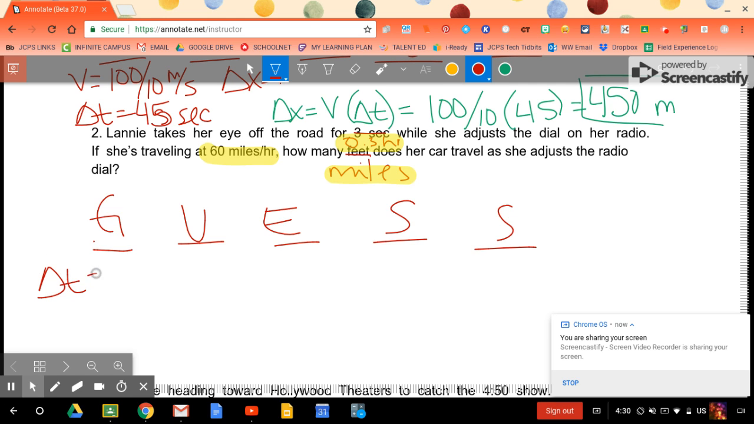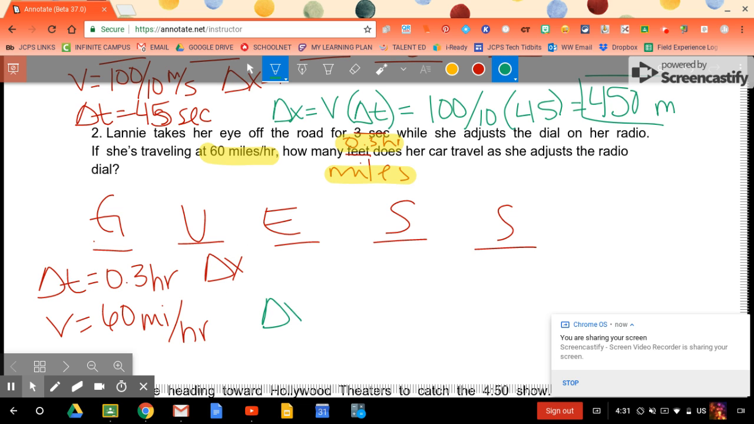So we're given our time, which is 0.3 hours. And we're given our speed, which is 60 miles an hour. So we have to find our distance.